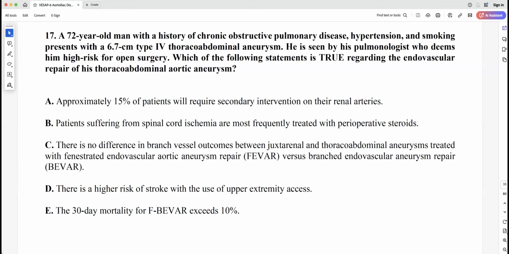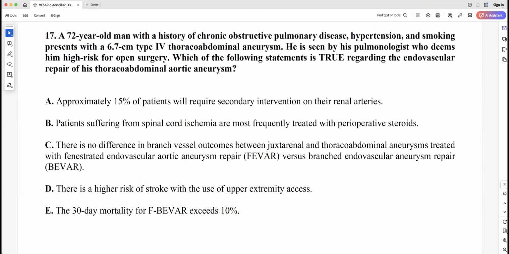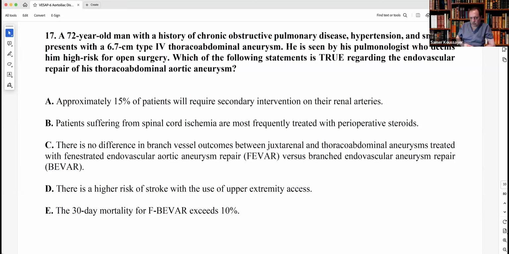Okay. All right, let's go to C. There is no difference in branch vessel outcome between juxtarenal and thoracoabdominal aneurysm treated with fenestrated endovascular aortic aneurysm repair versus branched endovascular aneurysm repair. Yeah, I was telling you, it's the difference between the patency rate between BEVAR and FEVAR. There's no difference. Right. Yeah, so I think that must be the right answer. So there's no difference between BEVAR and FEVAR.